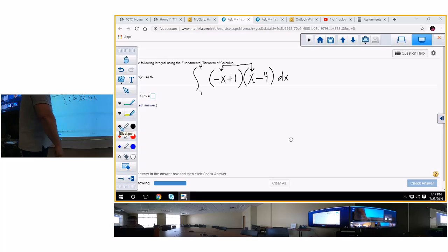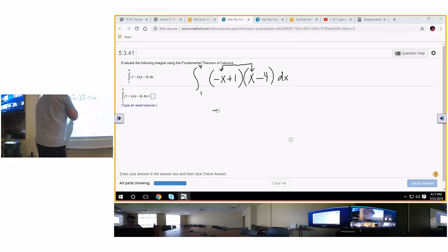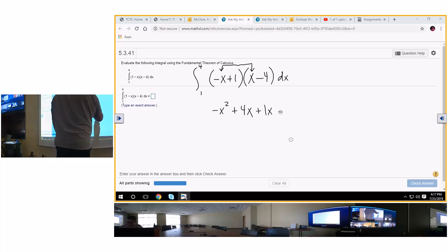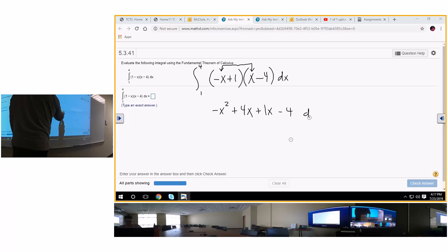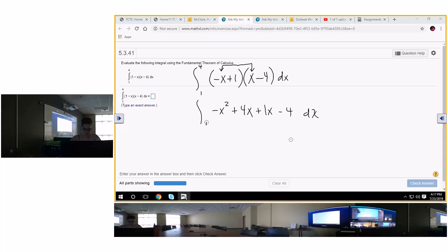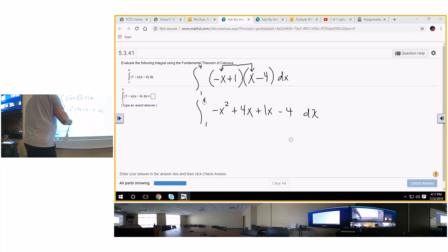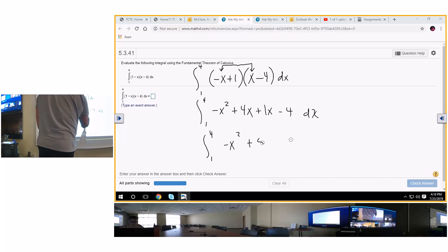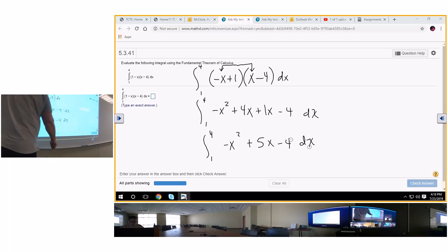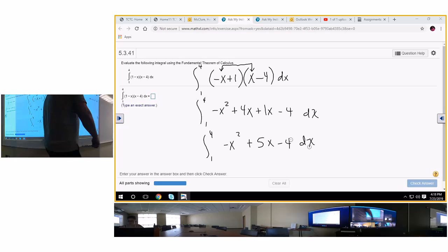You're welcome. Negative x squared. Negative times negative is a positive 4x, plus 1 times x, minus 4. Can we combine anything? Yes. Negative x squared plus 5x minus 4 dx. Now you're ready for some calculus.